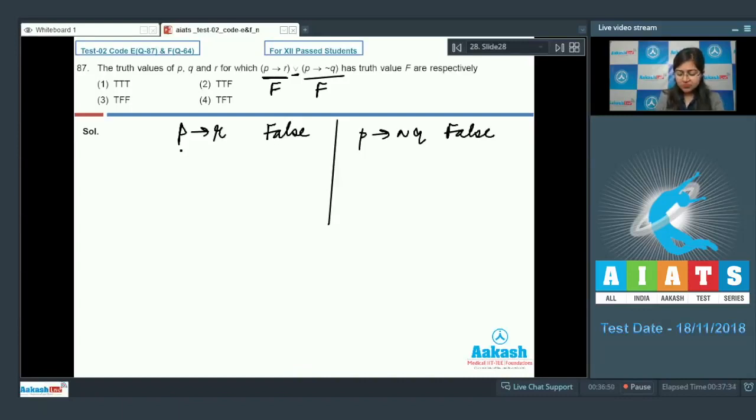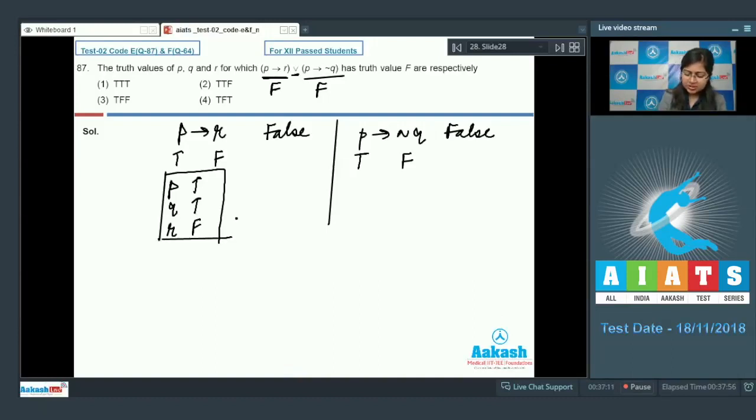Now for this implication, we know that it is false when P is true and R is F. And for this implication also, it will be false if P is true and negation of Q is F. So from here we get that P should be true, Q should be true and R should be false, right? So our answer will be TTF, that is given in option number 2.